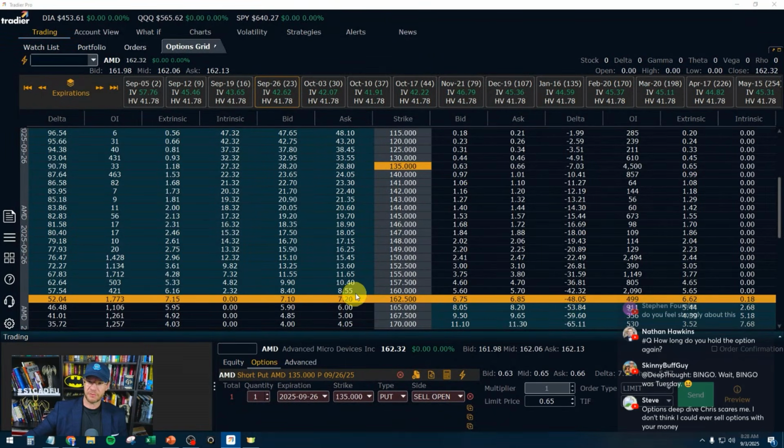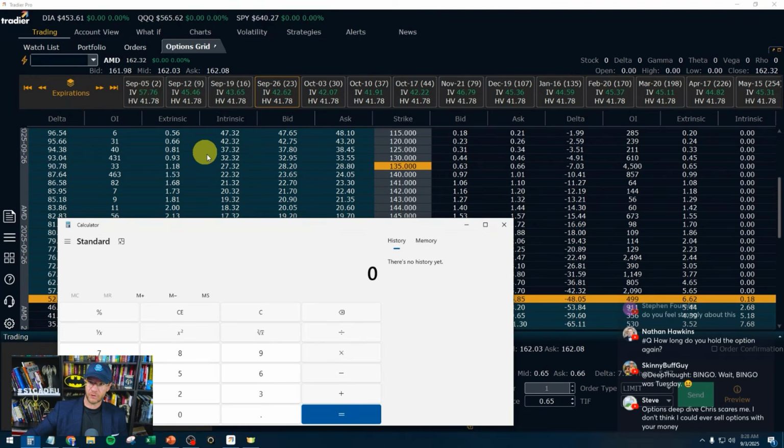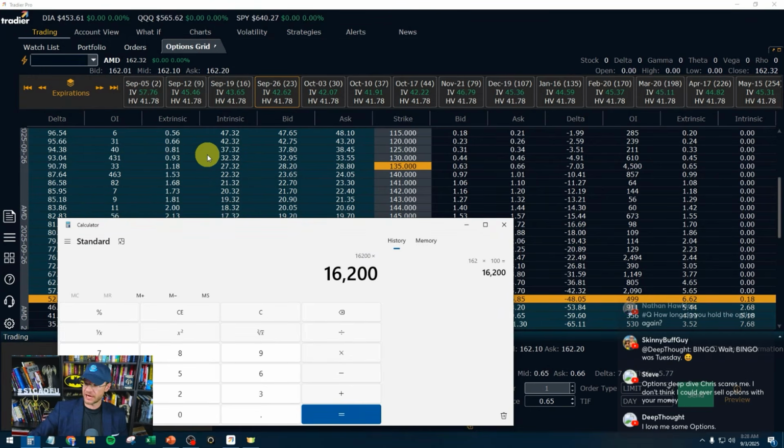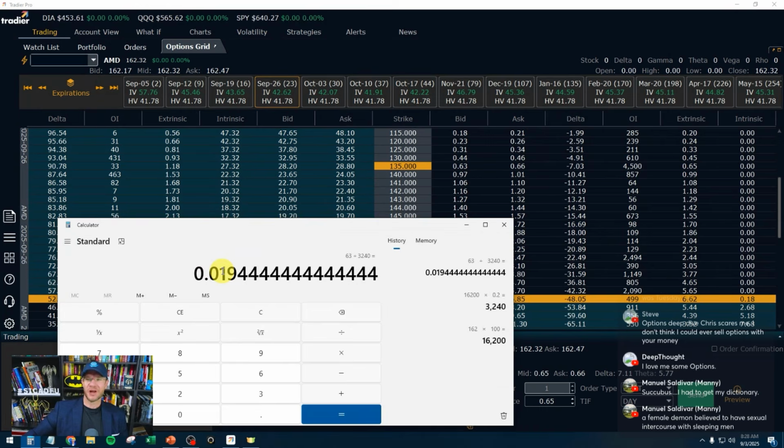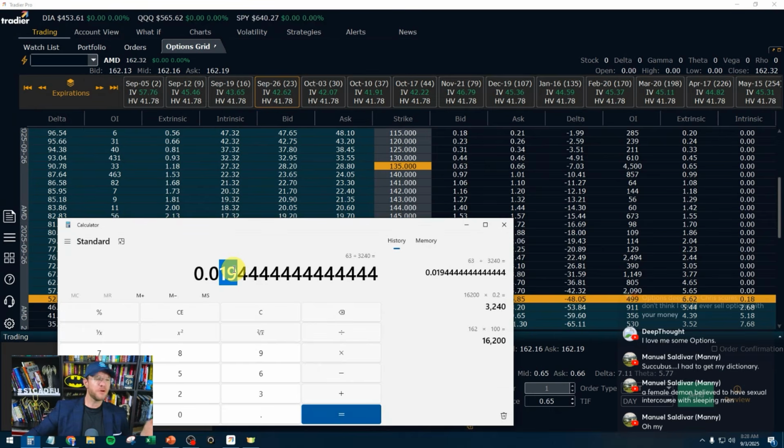The broker is going to have you put up at least 20% of what this is. So 162 times 100, 16,200, times 0.2. Your broker is going to make you put up at least 3,240. If you take 63 divided by 3,240, that gives you a paltry, amazing, a huge 1.9% return. 1.9% return on this incredible, tremendous, beautiful options trade. My goodness gravy.